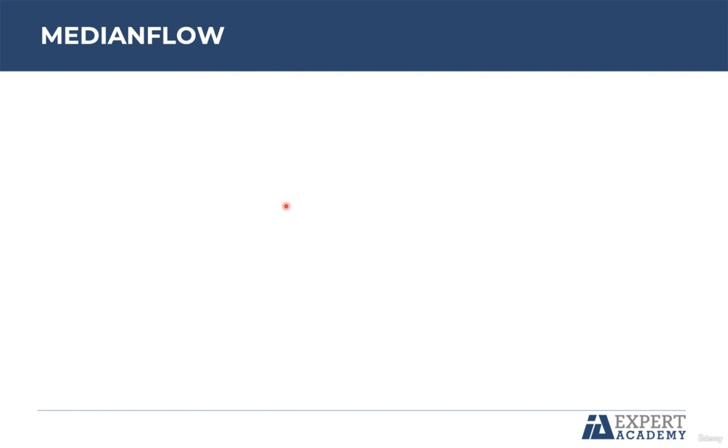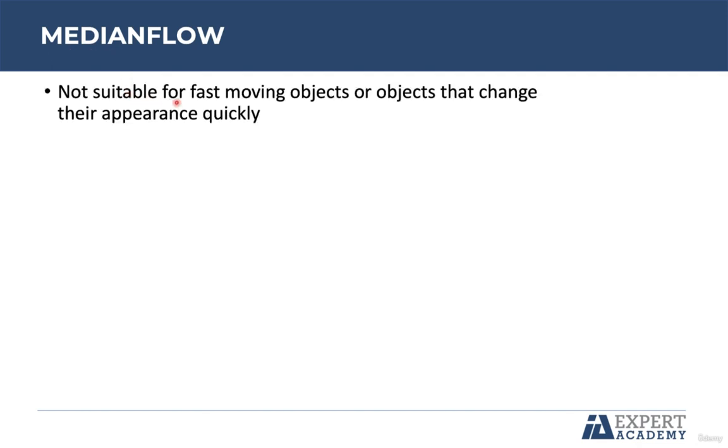Hello and welcome to this lecture where you are going to learn the basic intuition about 4 more tracking algorithms. The first is MedianFlow, which is not suitable for fast-moving objects or objects that change their appearance quickly. For example, if in one frame the object is far from the camera and in the next frame the object is too close to the camera.